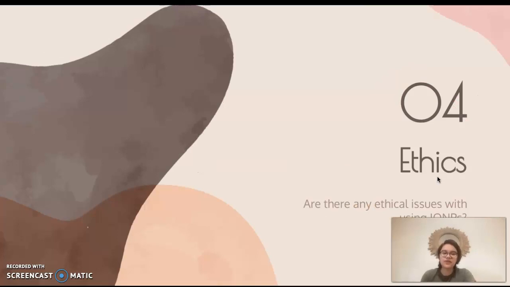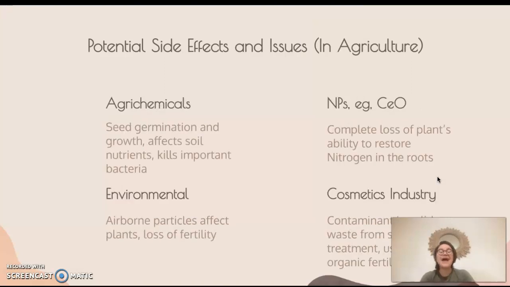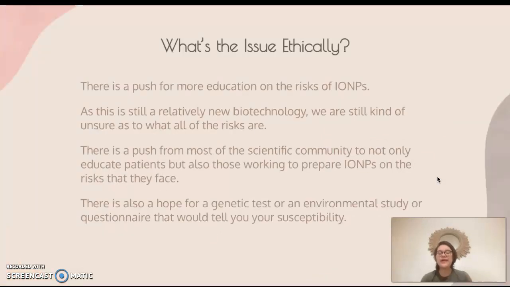So there are some ethical issues when using IONPs. The main one being that there are a lot of side effects, such as lung cancer, skin cancer. It could speed up illnesses or deaths, and it could kill useful microbes. And agriculturally, it could prevent fertilization, and it could prevent plants' ability to restore nitrogen in the roots, which is a big issue.